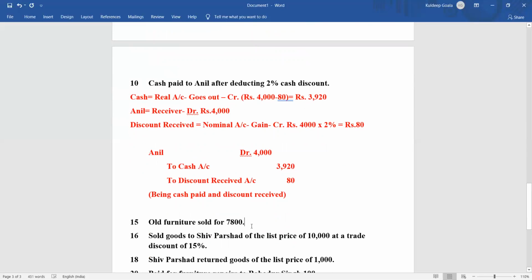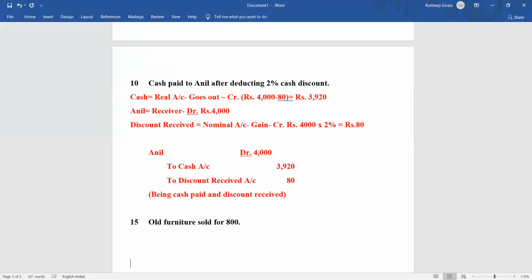Now next one is sold old furniture. Okay, I guess it is for 800, right? So sold old furniture for rupees 800. So what is happening here? Let the furniture be old or new, we are selling it, right? So first thing we are getting is the furniture, and the next thing is cash, because we are selling it for cash. We will not take sales account, remember that. It's not goods for us here. It was our asset, we are selling it because it has become outdated, right?